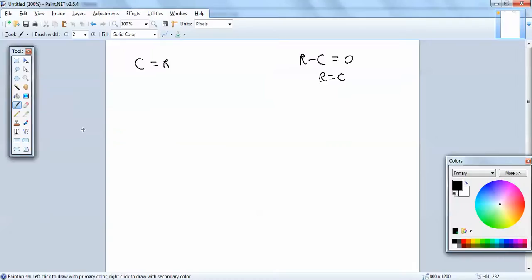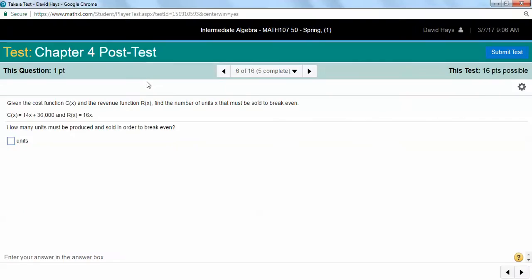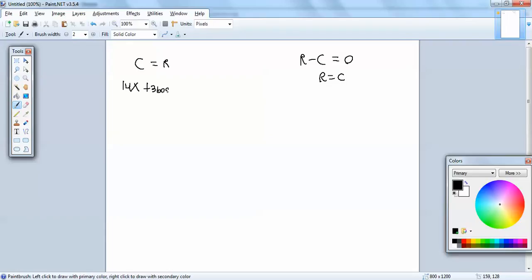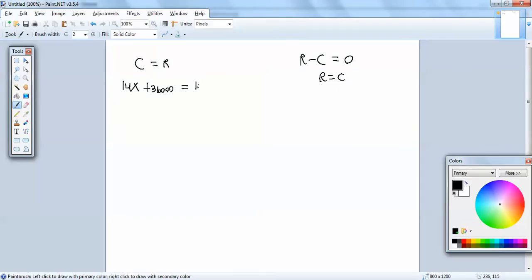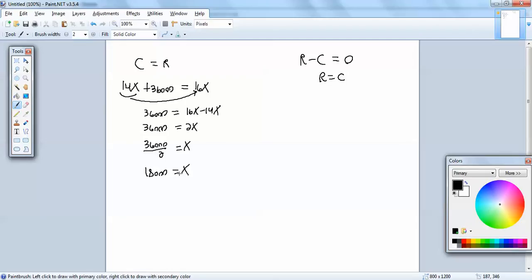Our cost is 14x plus 36,000, which equals revenue, which is 16x. If I solve for x, I take the 14x over. I get 36,000 is equal to 16x minus 14x. So 36,000 is equal to 2x, and then divide both sides by 2, and we'd get x is equal to 18,000.